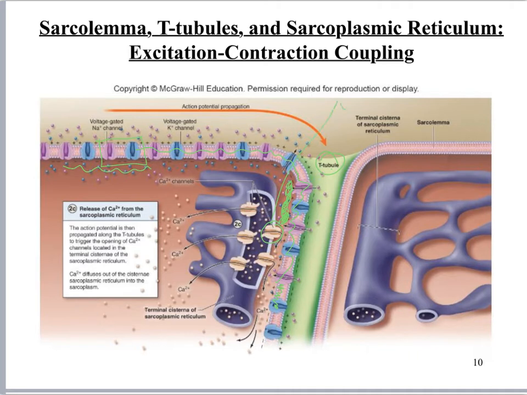These are my voltage gates for calcium that are located on the sarcoplasmic reticulum. So this is the sarcoplasmic reticulum. These open in response to this, and then the calcium that's in here flows out into the sarcoplasm. So you can see I've got all kinds of calcium coming out here. All right, let's look at the next slide.